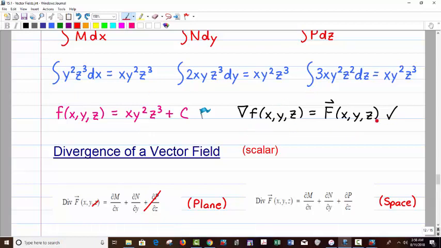And then I just put a check mark there. I probably mentally checked that gradient. I didn't actually work it out, but that's a good exercise for you if you want to take this gradient and find it and make sure it equals the vector field.